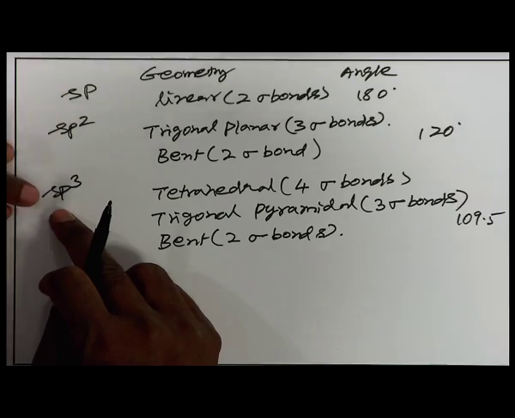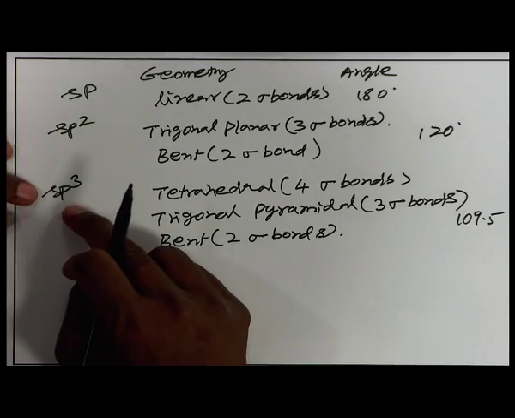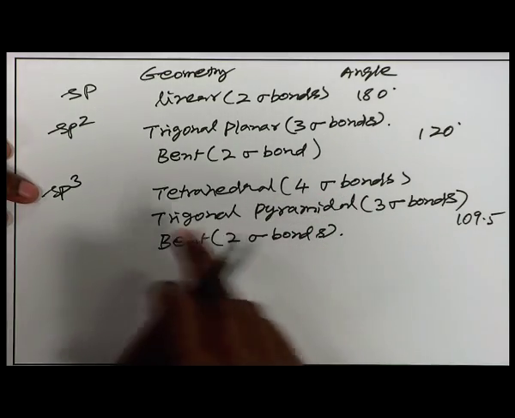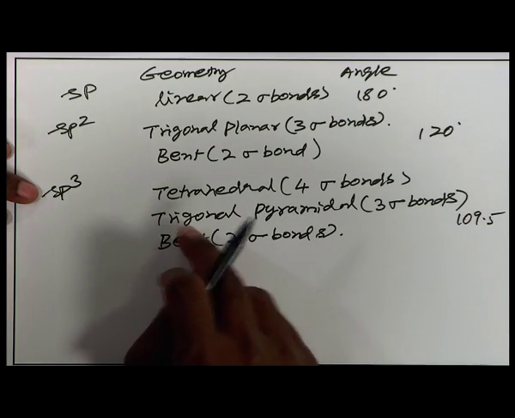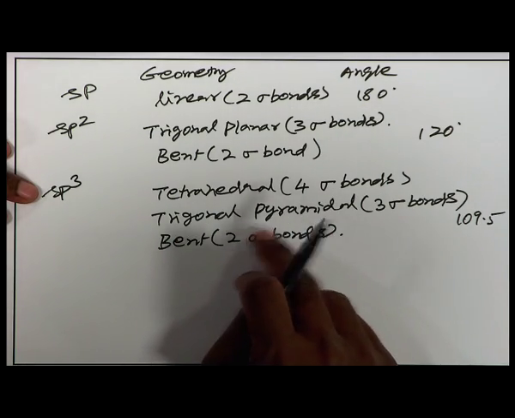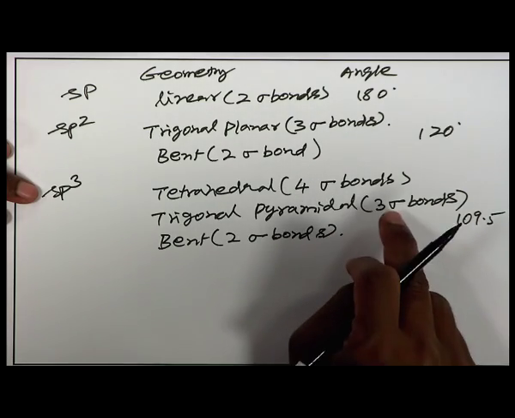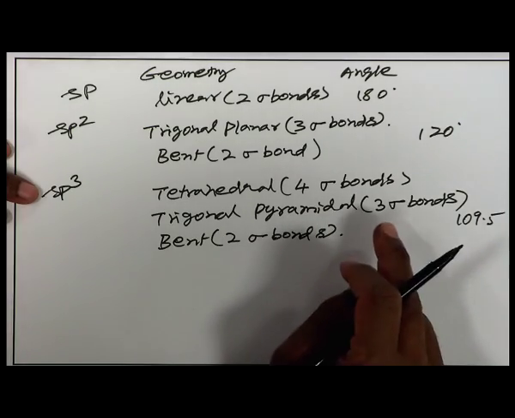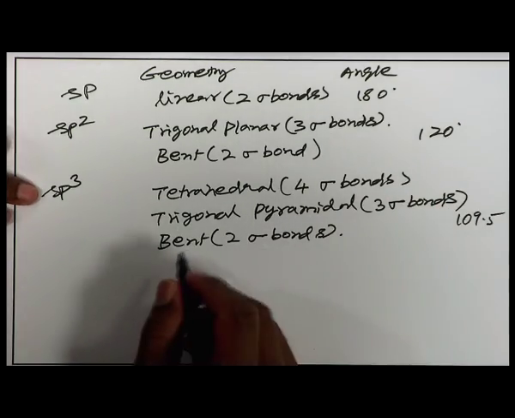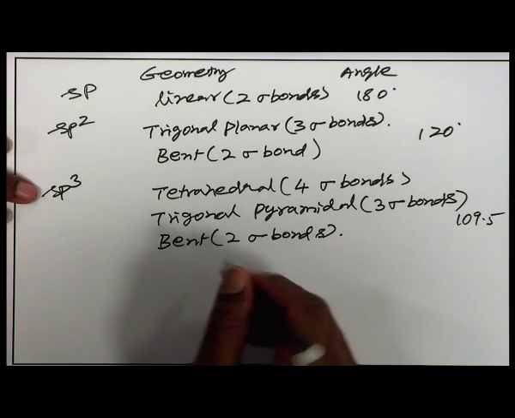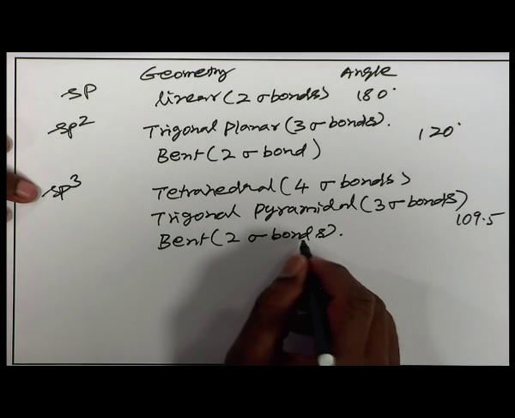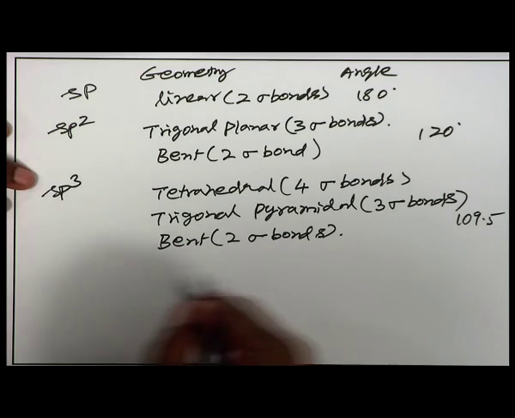So if you have sp3 hybridization, the familiar geometry is tetrahedral, which means there are 4 sigma bonds. It can also give trigonal pyramidal, which means it has only 3 sigma bonds, because one of the sp3 hybridized orbitals is occupied by a lone pair. Similarly, if 2 of the sp3 hybridized orbitals are occupied by 2 lone pairs, then you are left with only 2 sigma bonds. In that case the geometry is bent.